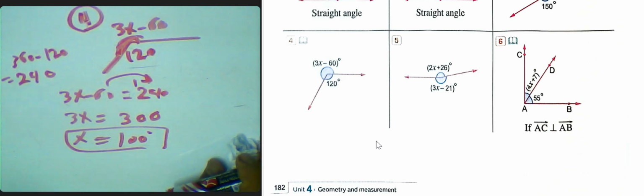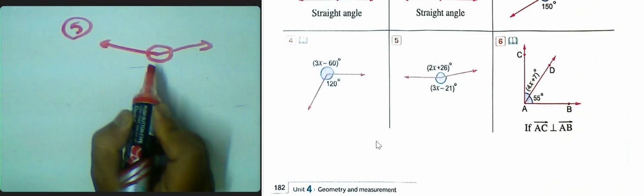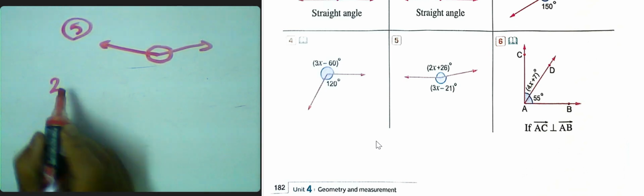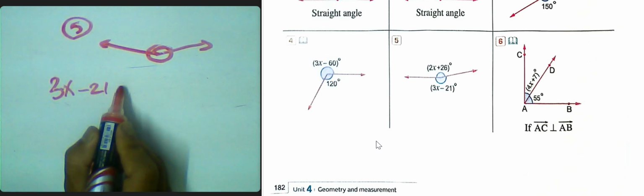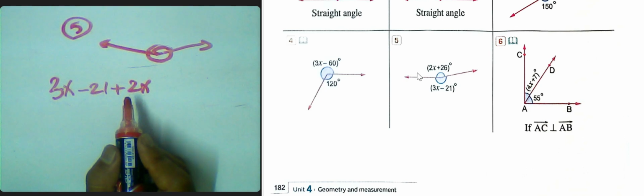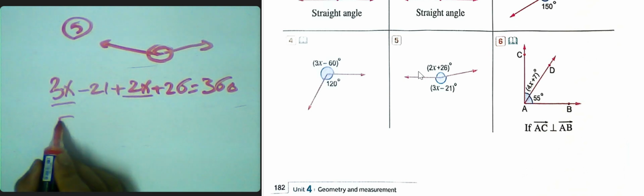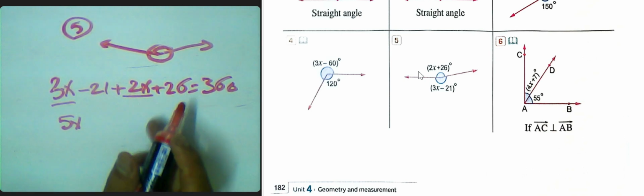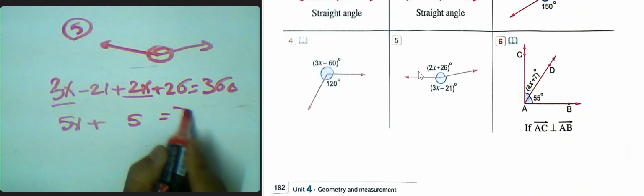Last question is number 4. Question number 5. He gives us two angles, the sum of them equals 360, because this angle is the reflex of 2x plus 26. Then 3x minus 1 plus 2x plus 26, the sum of them equals 360. 3x plus 2x will be 5x. Negative 1 and 26, we can write positive 25, and the result will be 360.